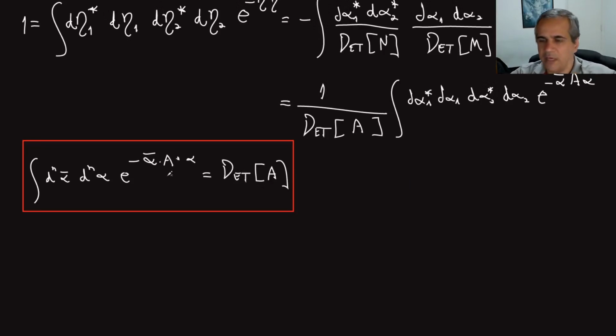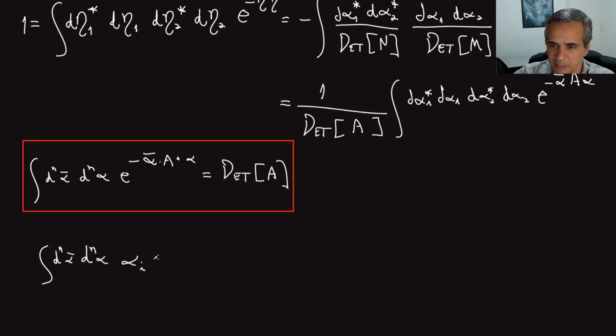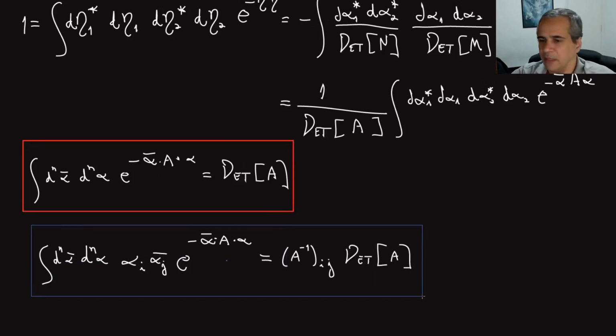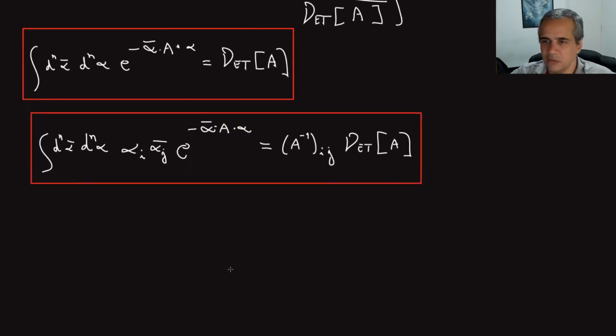It's also easy to show by doing derivatives in components of A. So you take some A_ij and differentiate in relation to that. You can show the accompanying expression, which is useful for 2-point correlation functions, something like alpha_i alpha bar_j exponential of alpha bar A alpha. And on the right side you get just A minus 1 ij times the determinant of A. So this is a consequence of this first integral; you can write this second result as a consequence.